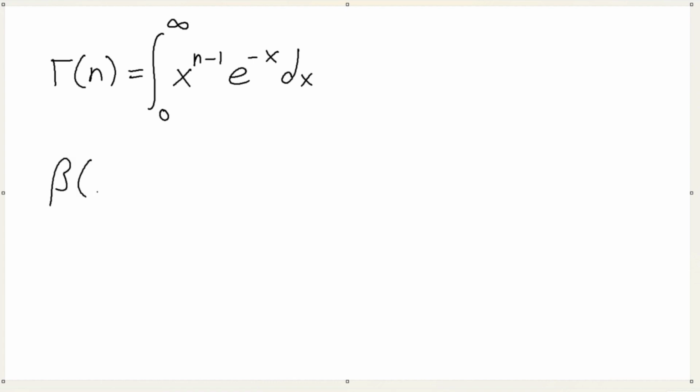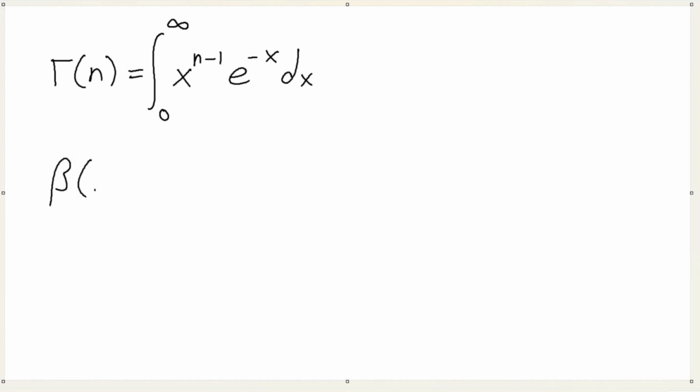We also know that the gamma of n is n minus 1 factorial. It's not n factorial, this is n minus 1 factorial. We learned about this in the previous section. So then, what does beta look like?